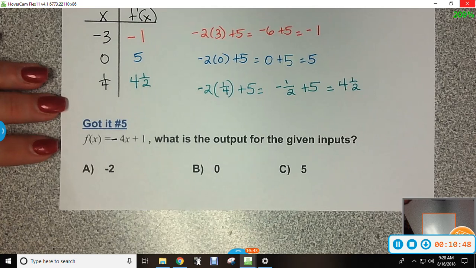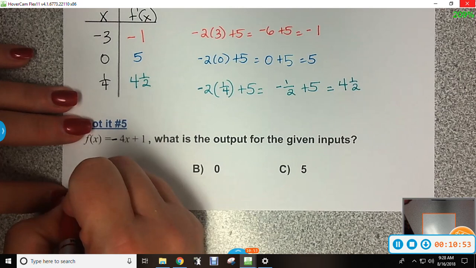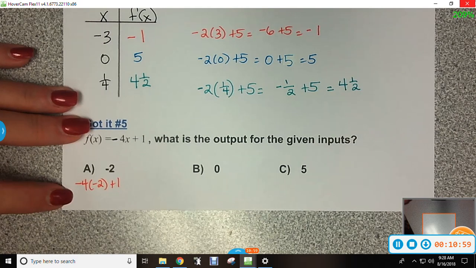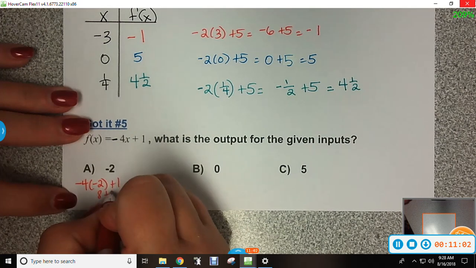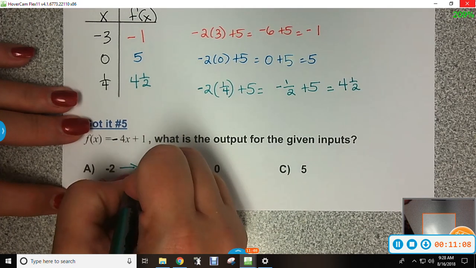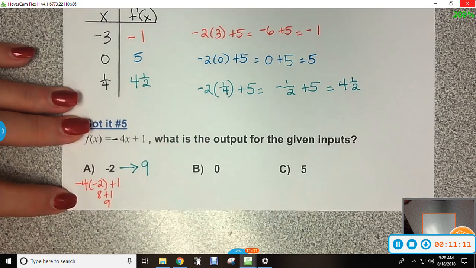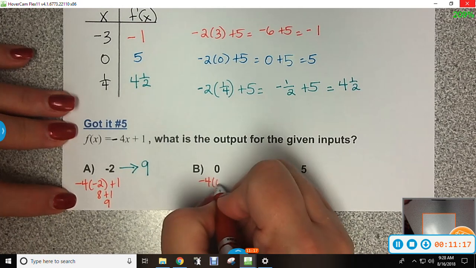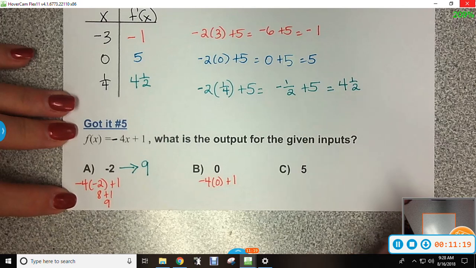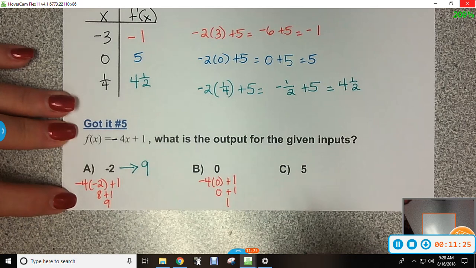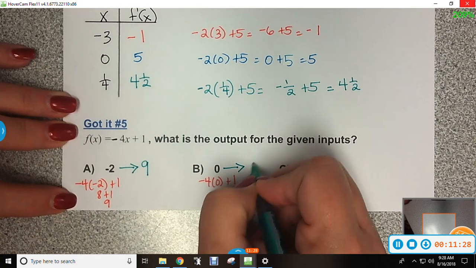Okay, I'm going to go ahead and work them out here, but like I said, you can pause it so that you have time to do them on your own. So plug it in. Negative 4 times negative 2 is 8, plus 1 gives me 9. So my input is negative 2, my output is 9. When I plug in a 0, negative 4 times 0 is 0, plus 1 is 1. So when my input is 0, my output is 1.